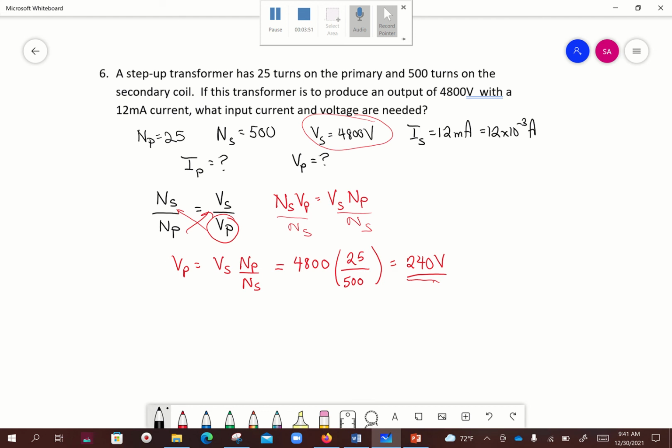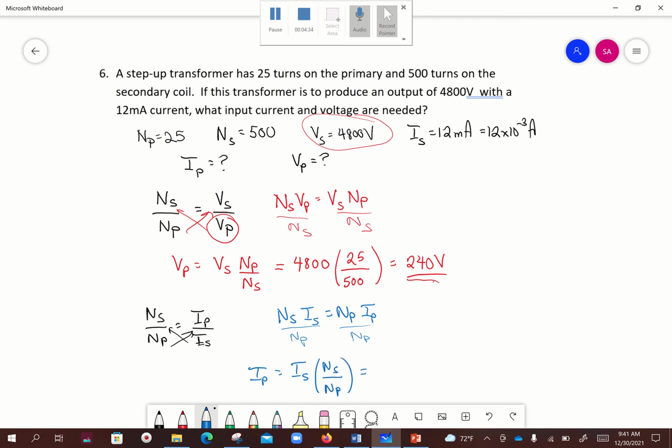All right, now let's do the current. So for the current, the ratio is the other way up. So I've got NS over NP is equal to IP over IS. And I want to find IP. So again, I'm going to first cross multiply. All right, so cross multiply, I get NS IS equals NP IP. I want to find IP, so I'm going to just divide both sides by NP. So I get IP is equal to IS times NS over NP. So now I just plug and chug.